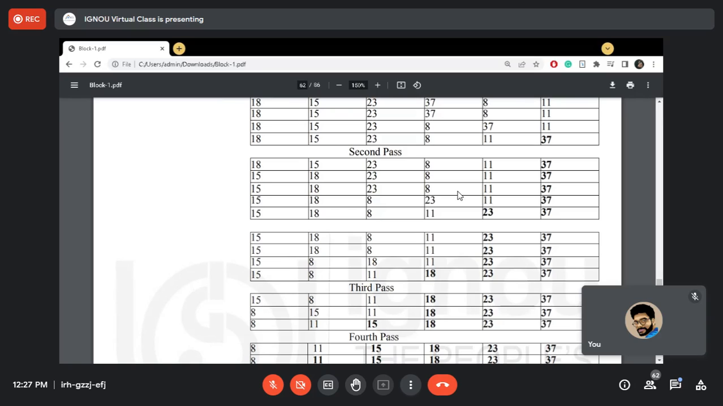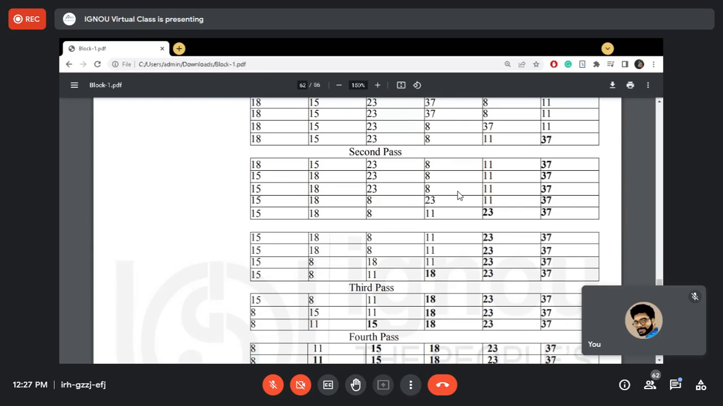Then 23 and 8. Here 23 is greater than 8, so we have to swap it: 8 and 23. Then 23 with 11. 11 is less than 23, so swap the values: 11 here and 23 here. So you got 23, the second largest value, in the second last position.